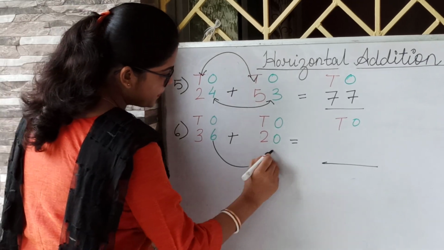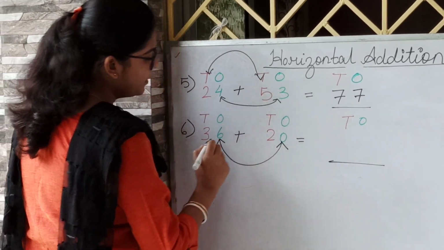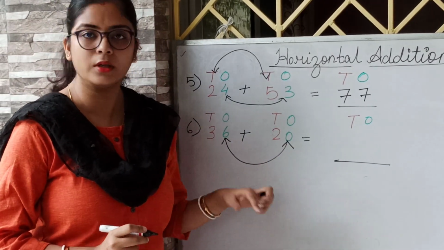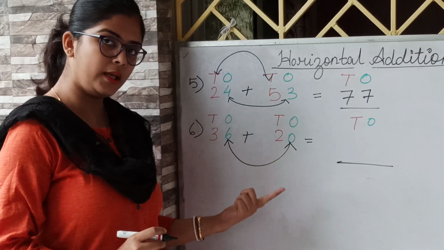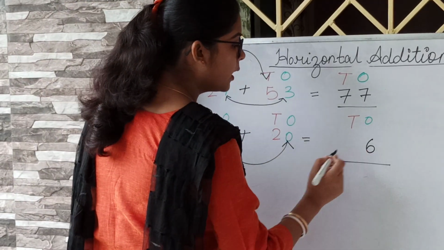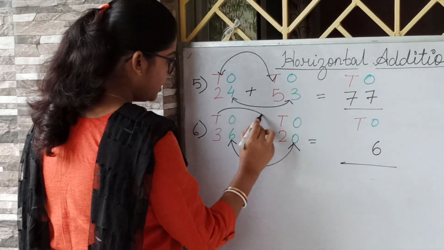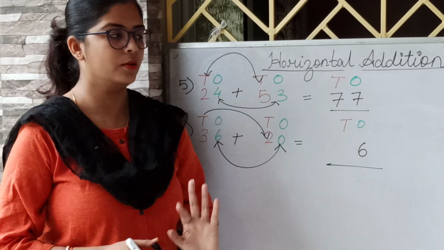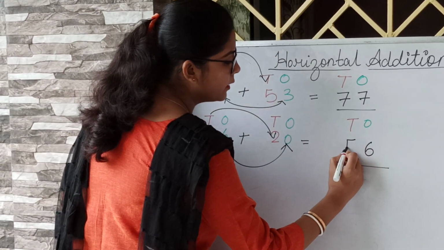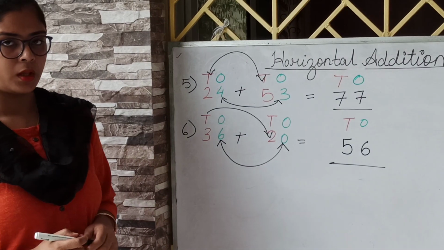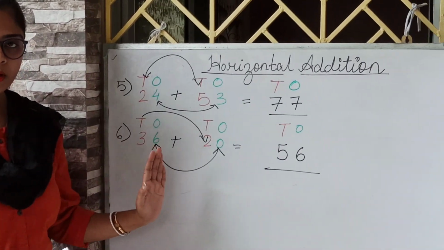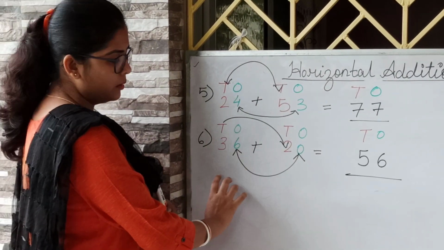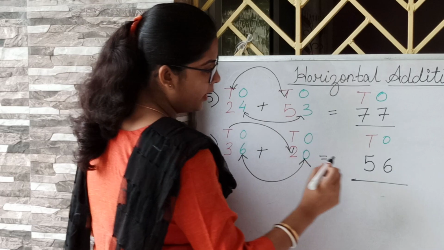Come to the next. Same. 6 plus 0. Can you tell me 6 plus 0 how much? 0 means what I have told? Nothing. So 6 plus 0 is 6 only. And 3 plus 2, how much? 3, 4, 5. So I will write the answer in the tens place. So students, this is clear? We have done vertical addition. The same. Let's check this sum.